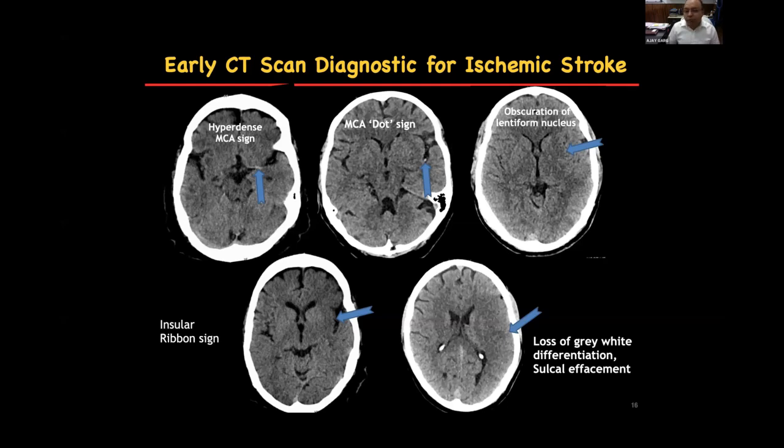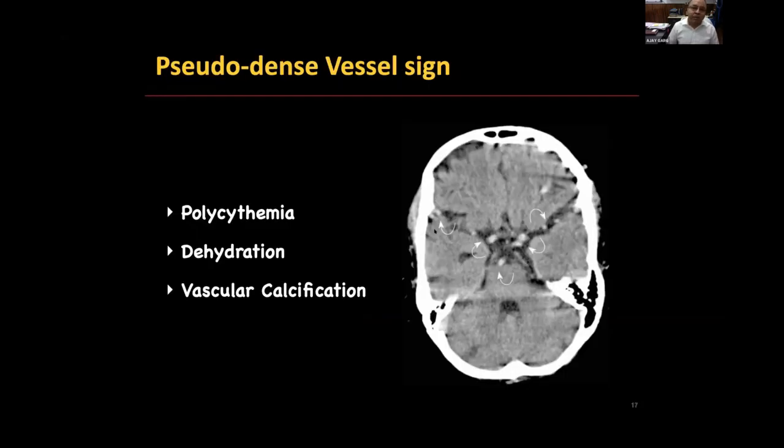The second role of CT scan is to look for the extent of this signal. How much is the area of MCA territory or PCA territory which is involved? One should be careful to differentiate this dense MCA sign from the pseudodense sign. In cases of polycythemia, dehydration, or vascular calcification, we can see the hyperdensity of the middle cerebral artery as a normal finding. But in such cases, the findings are usually bilateral and it involves multiple vessels.